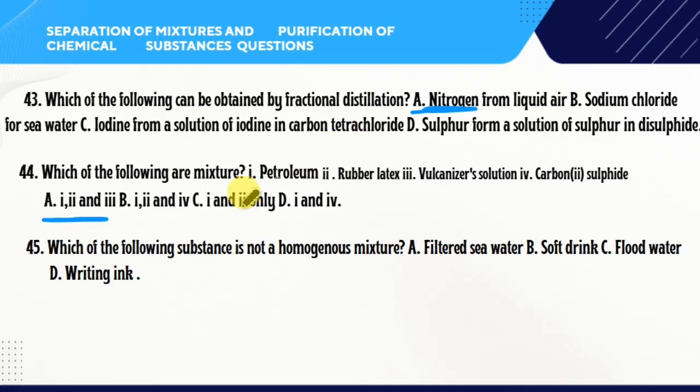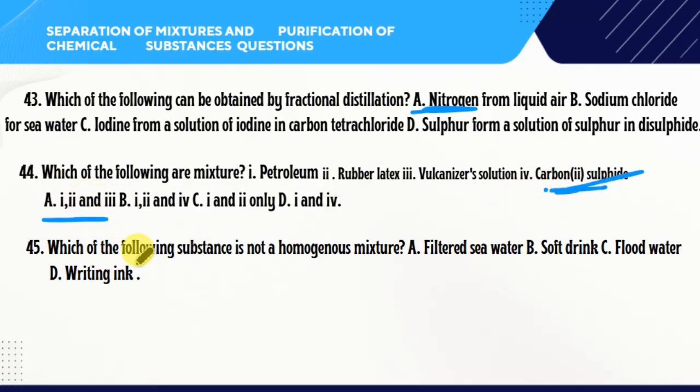Petroleum is made up of a lot of stuff: petrol, kerosene, diesel, natural gases. Rubber latex is also made up of a lot of stuff: rubber, water, and more. This one too is a solution that contains a lot of material. But what we know is that carbon disulfide is a compound. Any option containing it is wrong. So our answer is Option A.